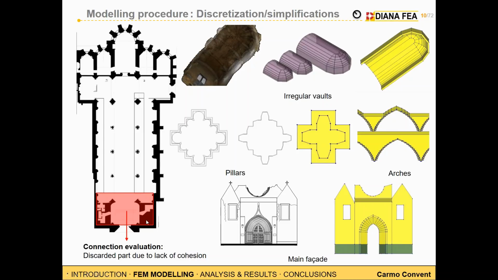And also, it's important to evaluate the connection between the walls, transversal and longitudinal. For example, we noticed that this part of the convent was added later, and therefore there is a complete lack of cohesion between the elements. Because of that, we decided to discard this part from the 3D solid model.